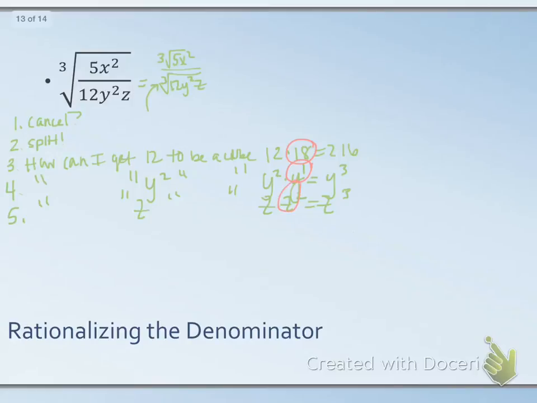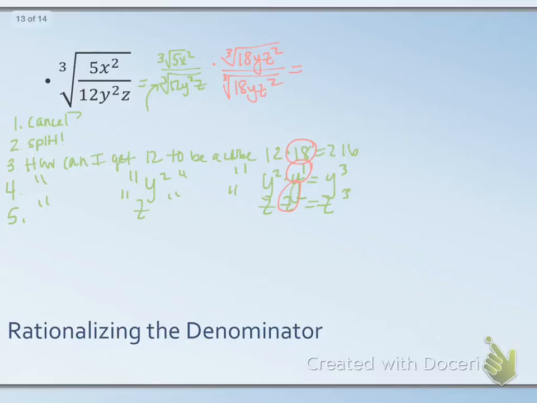Okay, so to get rid of my bottom cube root, we need to multiply by these three things to be able to cube root it to get rid of it. So we need to do it to top and bottom. So I'm going to multiply by the cube root of the things I circled, 18yz squared over 18yz squared, a form of 1.